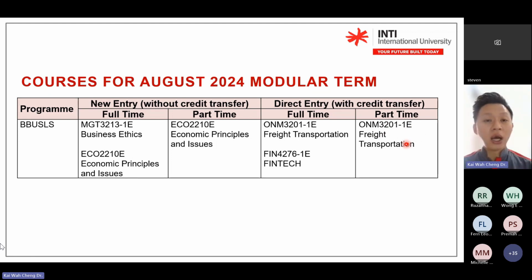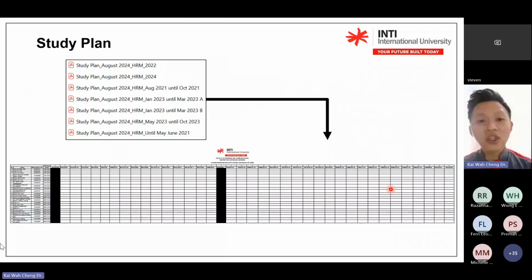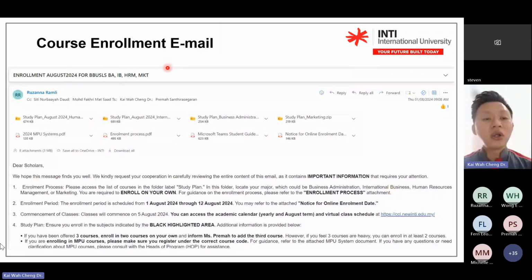I believe that all of you have already enrolled yourselves accordingly. Since this is your very first modular term at INTI International University, the OAR office has already completed the course enrollment procedure for you. Starting from the upcoming modular term, which is October 2024 onwards, you have to do it yourself, using the information mentioned in the course enrollment email.